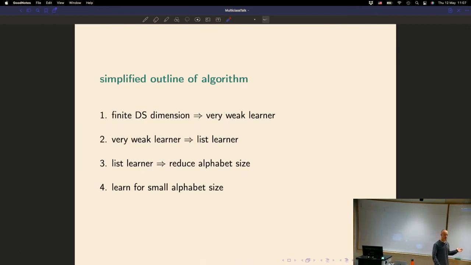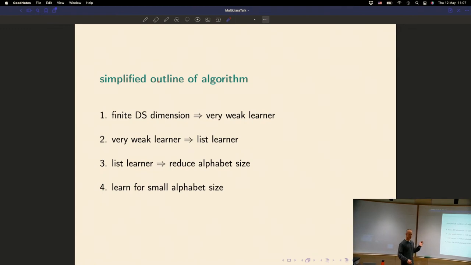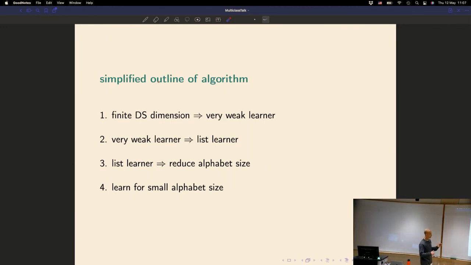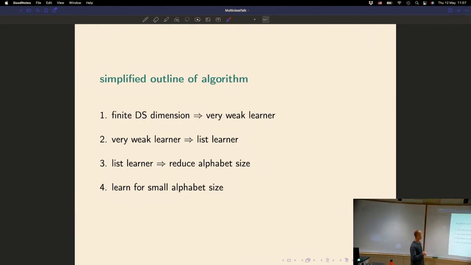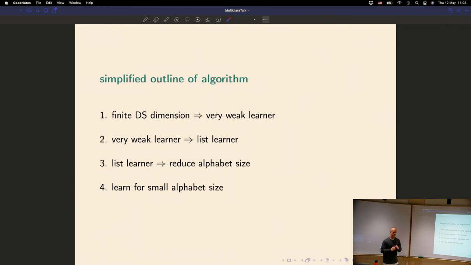Here is the one idea. This is basically the only idea I'm going to tell you about the algorithm. It's a very simple idea, but I think it can be useful, just this line of thought. So we have a class of finite DS dimension, we want to learn it. This is the goal. The first observation is that if the DS dimension is finite, we have some slight advantage in predicting unseen data. Very, very slight advantage. We have a very, very weak learning. So this is the first observation.